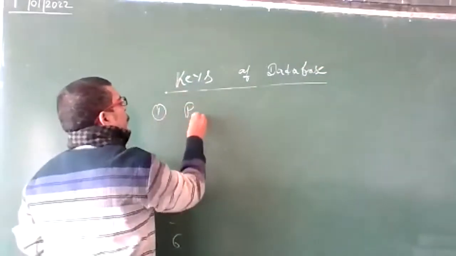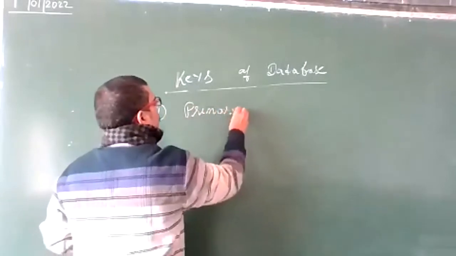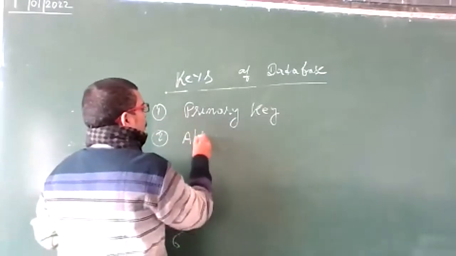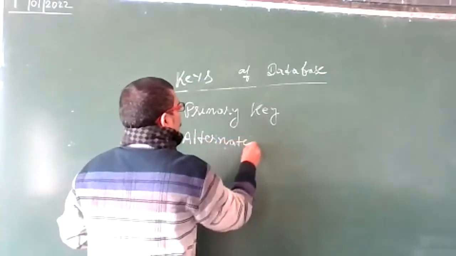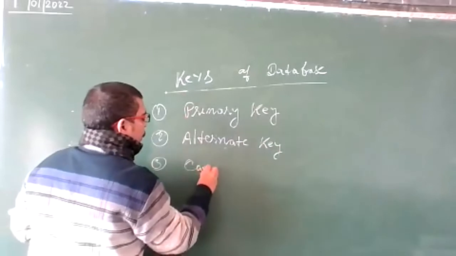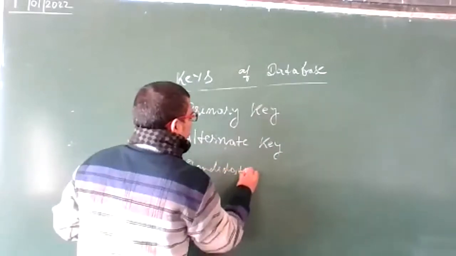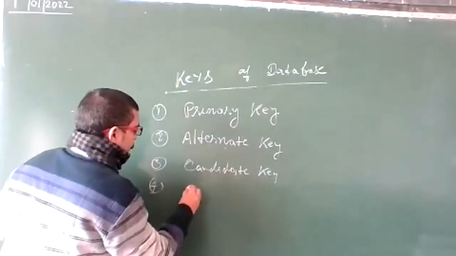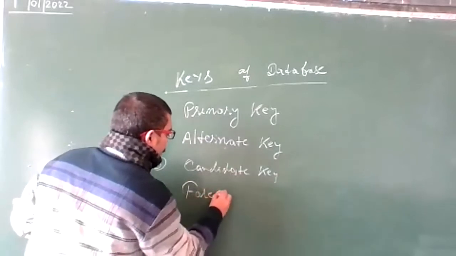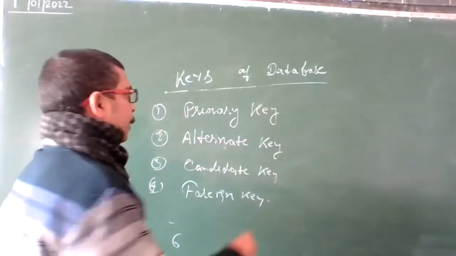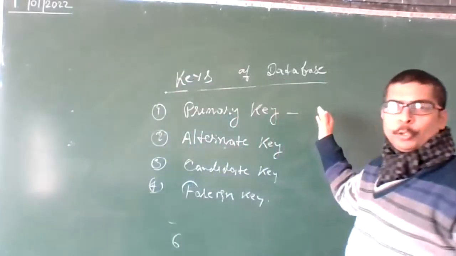Well, so what are the keys? We have learned about primary key, then alternate key, third, candidate key, and finally foreign key. Now, what is primary key? Primary key is one whose values are unique.